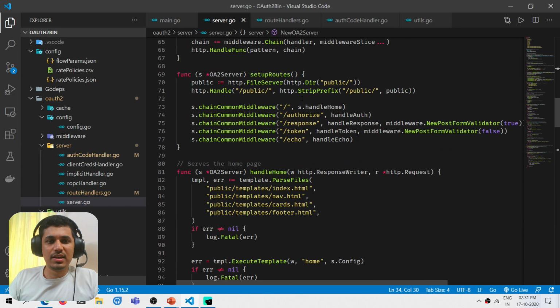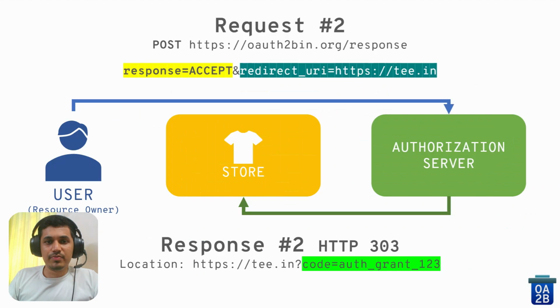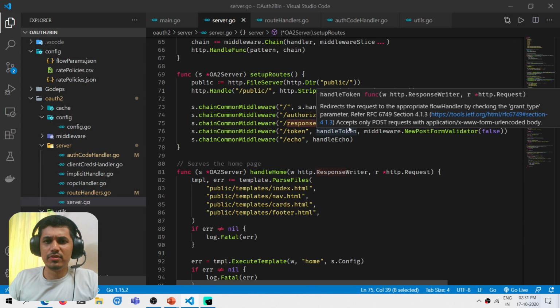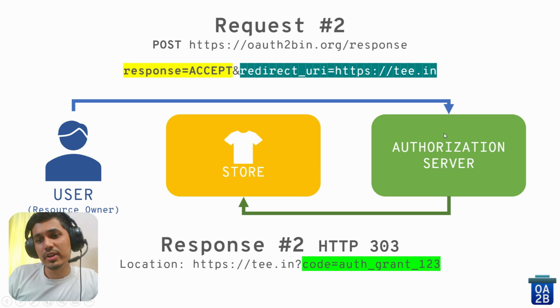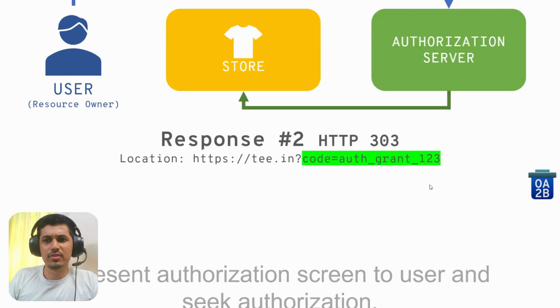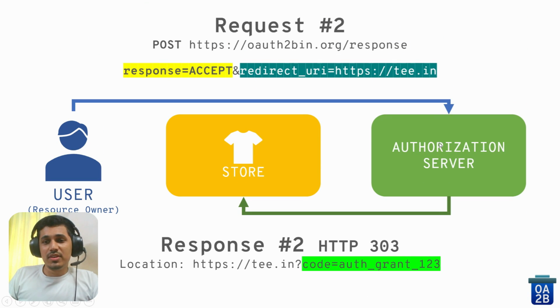Again, we'll start at setup routes. We have the /response endpoint because that's the URL that we are going for. This would be the second endpoint on the authorization server. Oops, why do I keep clicking on this? I'm just giving away my presentation, spoilers. Okay, so this would be the second endpoint on this authorization server. The first one was /authorize. This is the second one that we have.